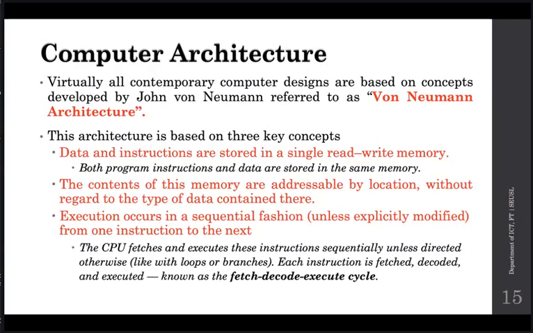Third one: execution occurs in a sequential fashion unless explicitly modified from one instruction to the next. I think you are learning C programming, right? Unless you use a for loop or a while loop or whatever, all the code you have typed is executed line by line. Similarly here, everything is executed sequentially from one to the other, and only if you specify a jump will this change. So these are the three basic concepts upon which the von Neumann architecture works.